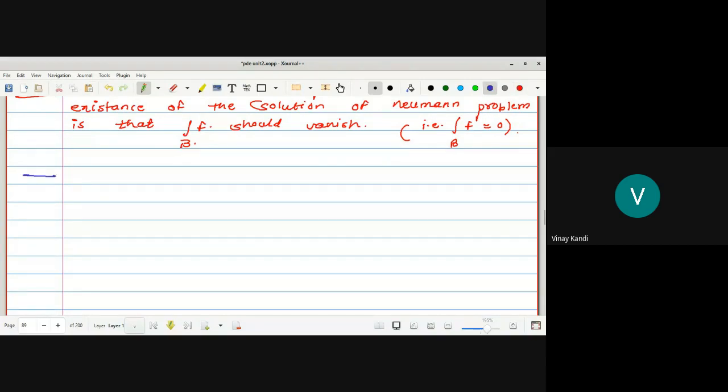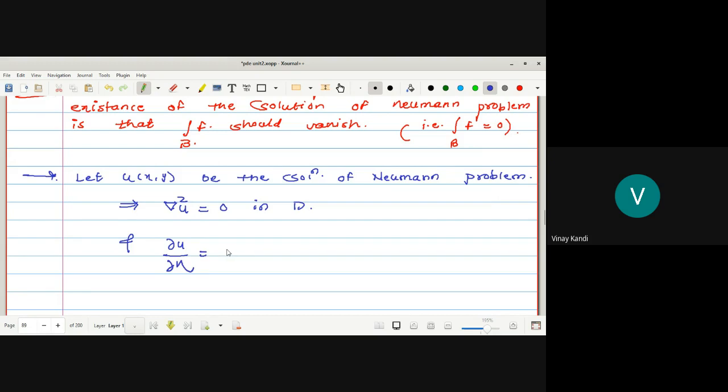Let u be the function of x, y, the solution of the Neumann problem. What is the meaning of solution of the Neumann problem? This implies del square u is equal to 0 in the region D and ∂u/∂η is equal to f of s on B. Give it as equation number 1.